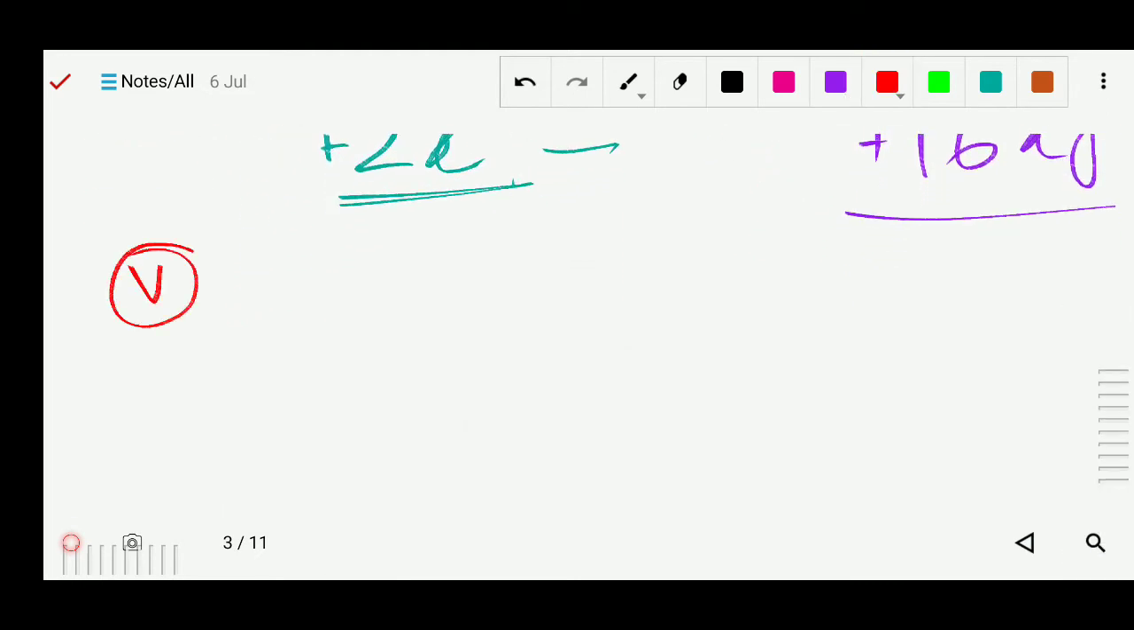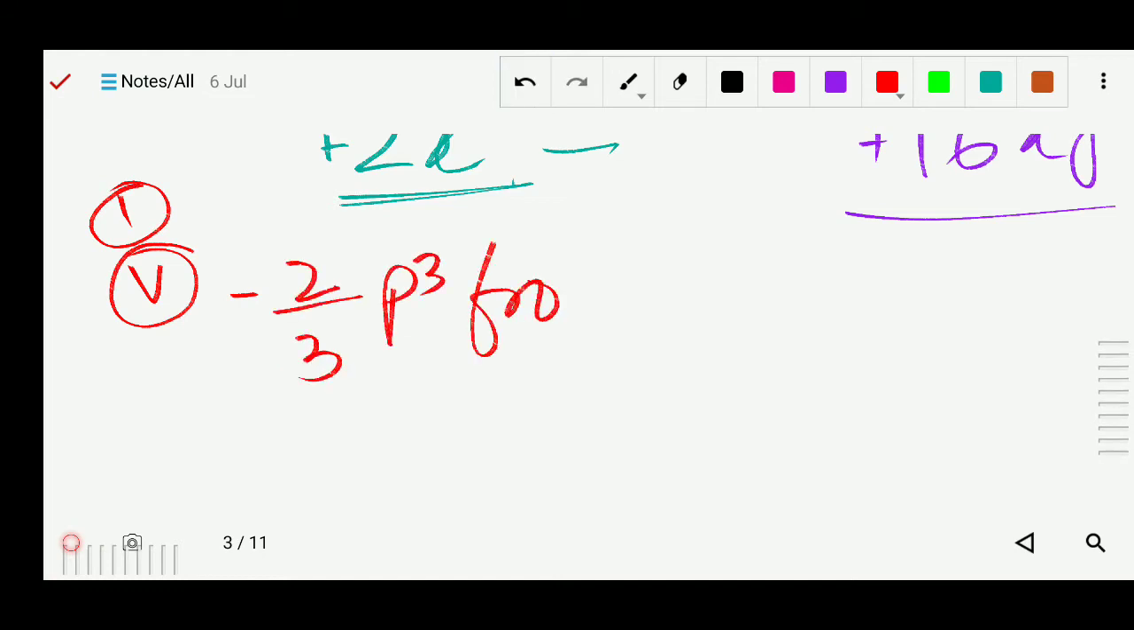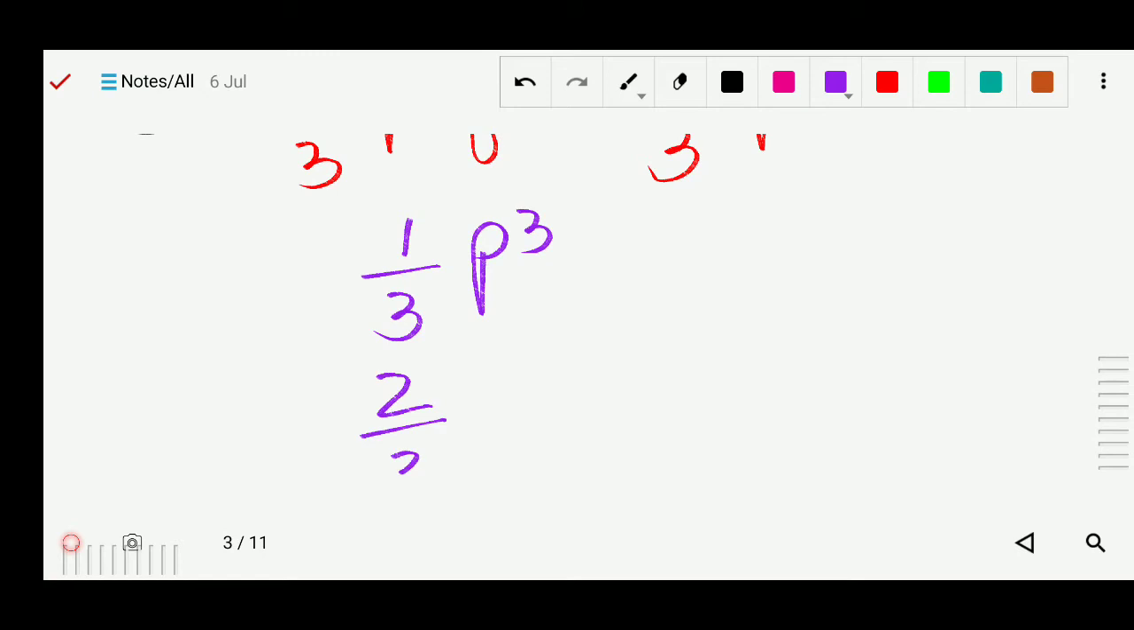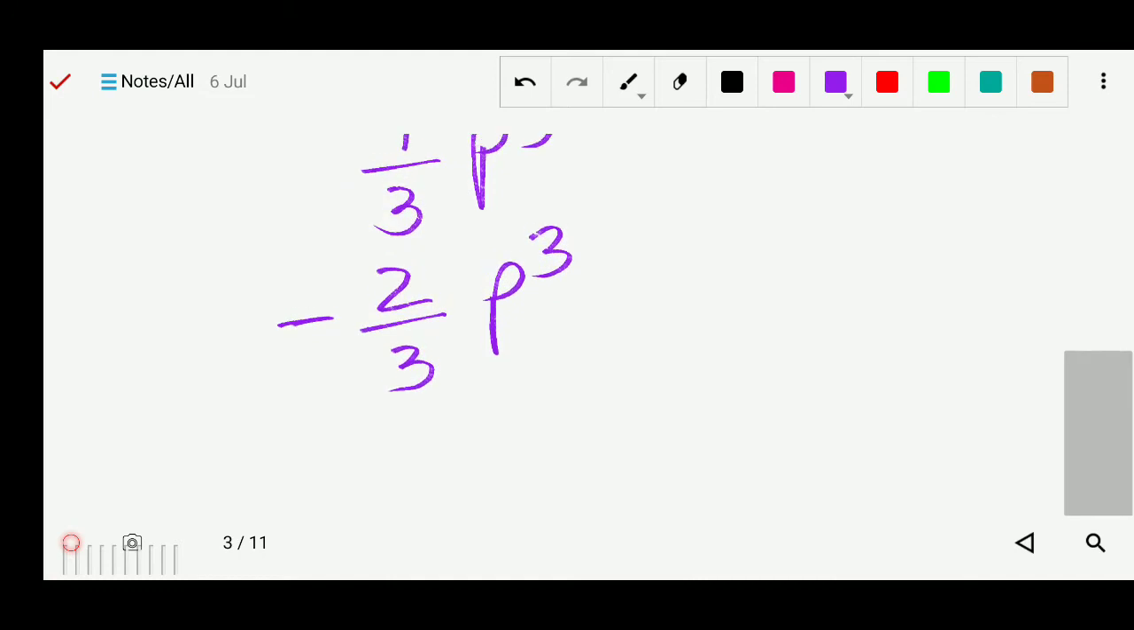So here question number 5, minus 2 by 3 pq from 1 by 3 pq. First of all we will arrange it one by one, we will write it vertically, column wise. So first this 1 by 3 pq we write here. Now here will be minus 2 by 3 pq, and these two we have to subtract.